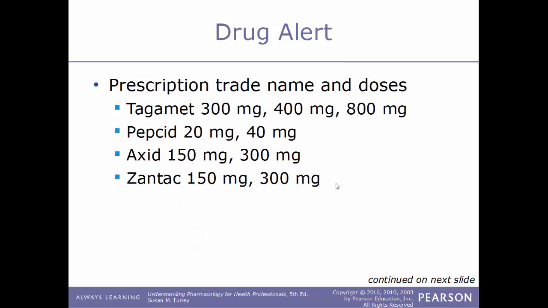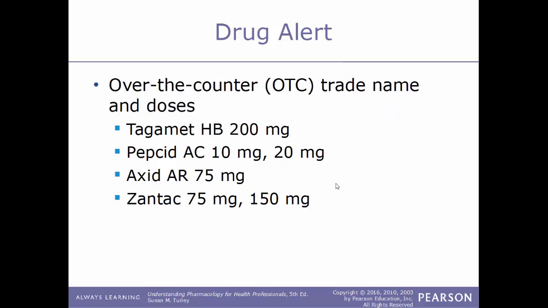Here are the prescription trade names and their doses. For Tagamet, they come in 300 milligrams, 400, and 800 milligrams. Pepcid is 20 or 40 milligrams. Axid is 150 or 300. And Zantac, 150 or 300. So these are all prescription doses. So these are going to be a little bit higher than your easily available over-the-counter versions. So here come the over-the-counter versions of these. Tagamet HB is available in 200 milligrams. Pepcid AC is 10 or 20. Axid AR is 75. And Zantac is 75 or 150.